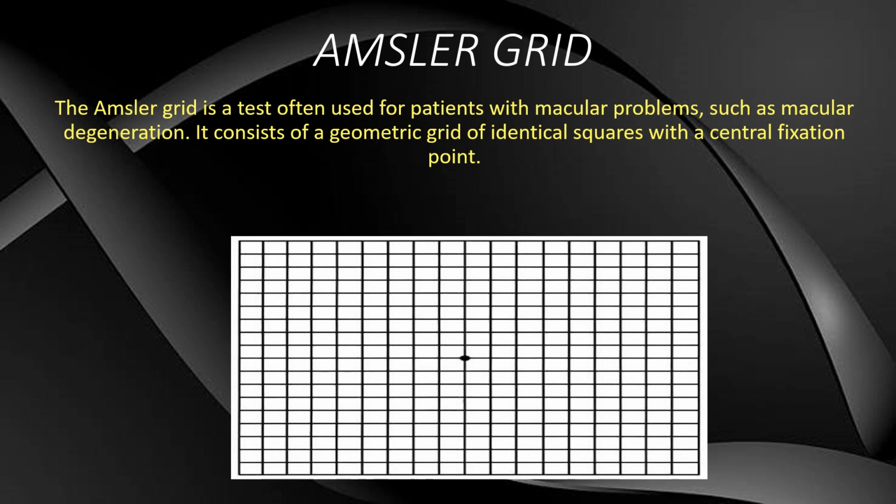The patient is instructed to stare at the central fixation spot on the grid and report any distortion in the squares of the grid itself. You will see in the next slide how there can be distortion, so you will understand it in a better way. For patients with macular problems, some of the squares may look faded or the lines may be wavy.